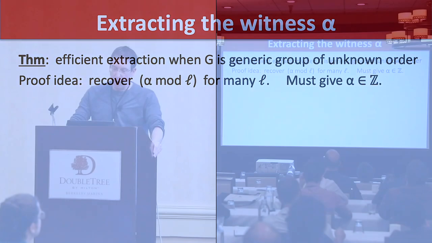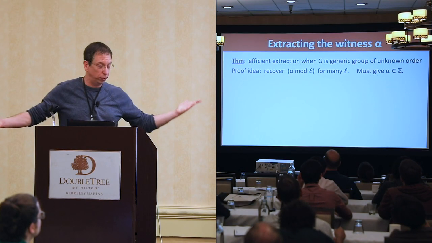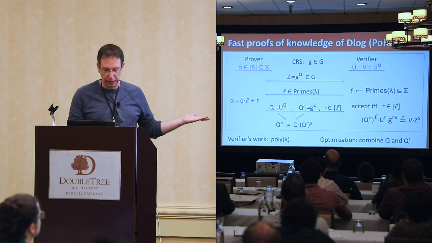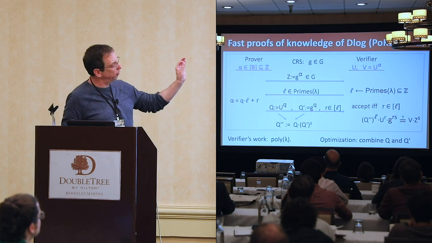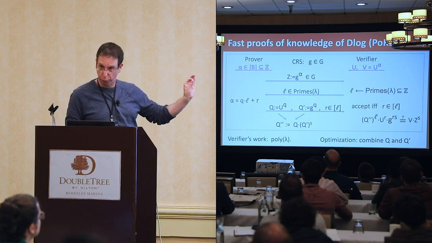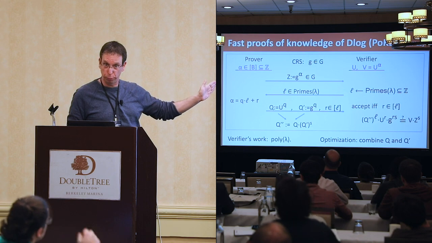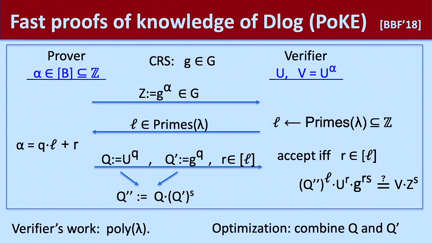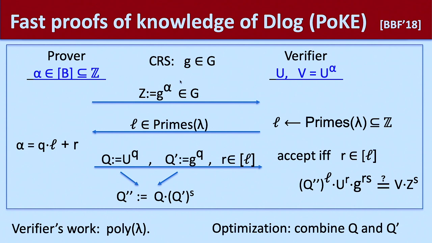Fantastic. Excellent. So the question is, why is this secure? Can we extract the witness alpha from this protocol? Is this really a proof of knowledge? By the way, I really should be calling this an argument of knowledge, because we're assuming nobody can compute the order of the group. If you knew the order of the group, this would be insecure. So really, I should be calling this an argument of knowledge, but proof of knowledge is easier to say. So I'm just going to stick with proof of knowledge.